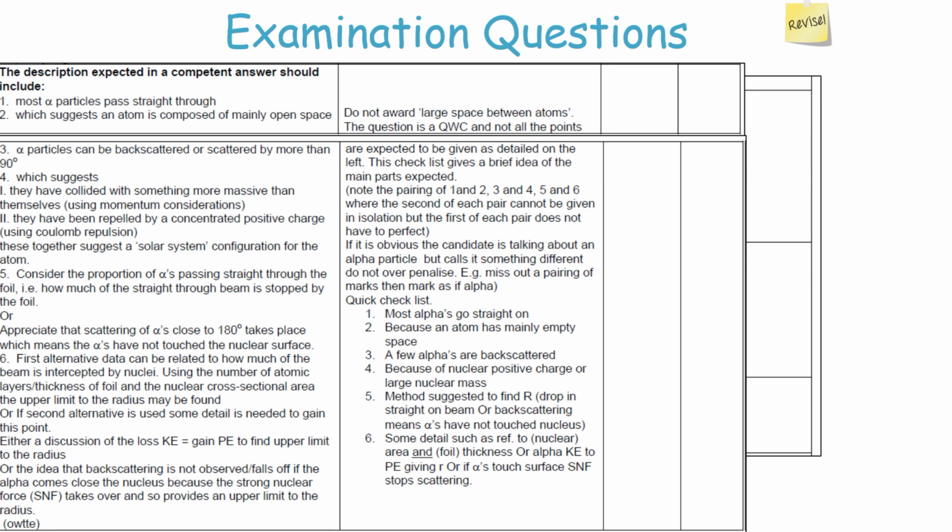So let's look at a quick checklist of how to get your marks here. Most alpha particles go straight through because the atom is mostly empty space. A very small amount of alphas are backscattered because there's a large positively charged nucleus in the center of our atom. The method to find R is the straight-on beam being backscattered, but that's only the upper limit because the kinetic energy of the alpha turns into electrical potential energy and doesn't actually touch the surface of the nucleus, because if it did, the strong nuclear force would capture the alpha particle and not make it reflect backwards to be measured.